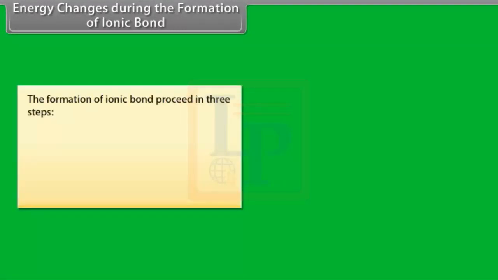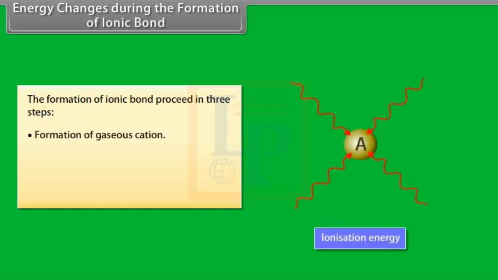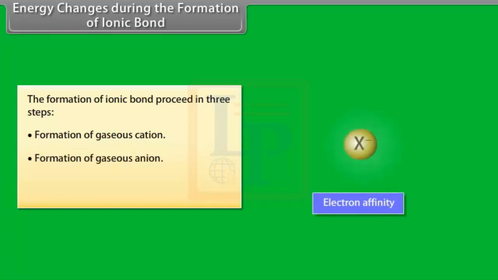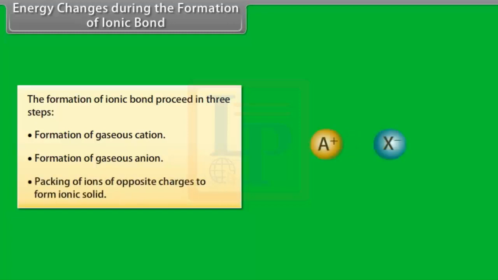Energy changes during the formation of ionic bond. The formation of ionic bond proceeds in the following three steps. Step first, formation of gaseous cation. The energy required for this step is called ionization energy. Step second, formation of gaseous anion. The energy released from this step is called electron affinity. Step third, packing of ions of opposite charges to form ionic solid. The energy released in this step is called lattice energy.